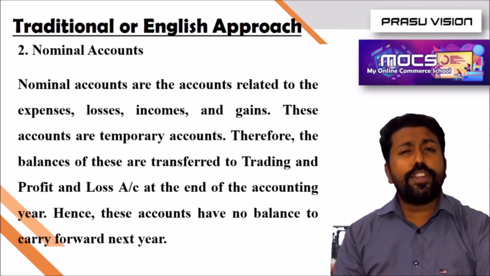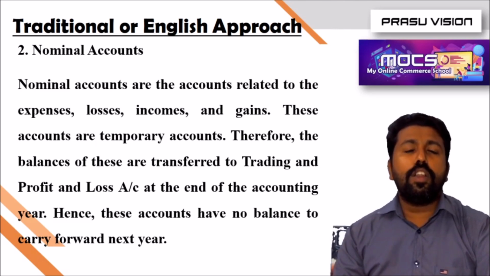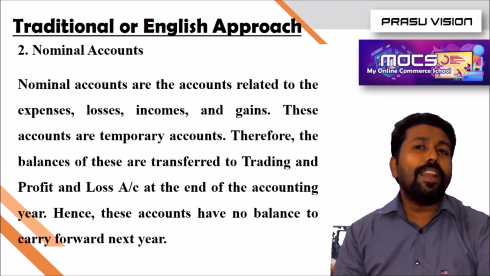So we can give a lot of examples for expenses, like rent paid, commission paid, discount paid, and also loss on sale of asset. And for incomes, we can say rent received, interest received, commission received, discount received. Lot of examples are there. Profit on sale of asset. These are all the items coming under nominal account.